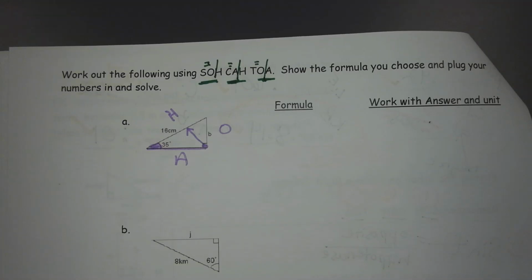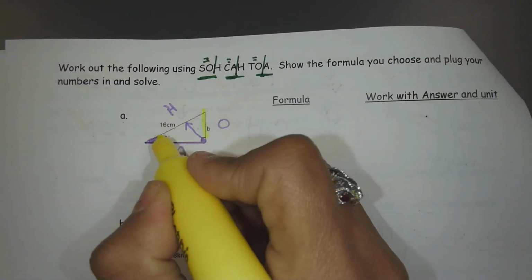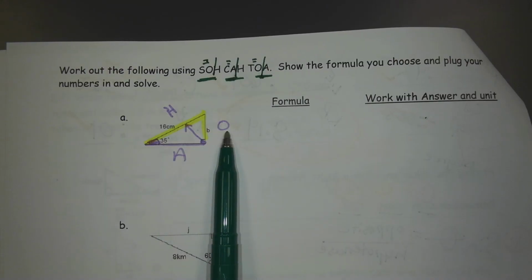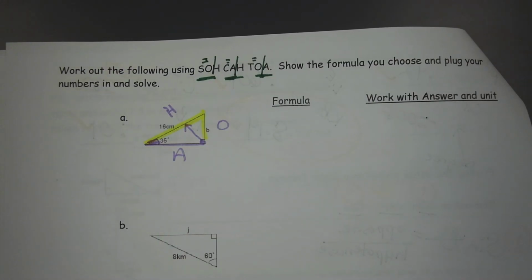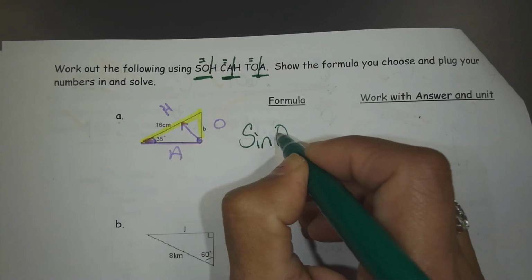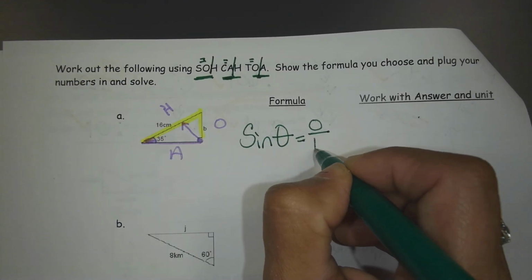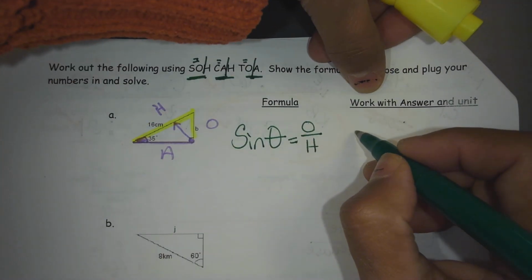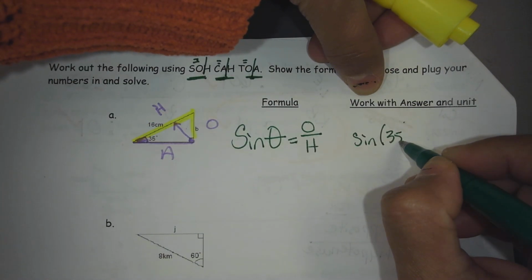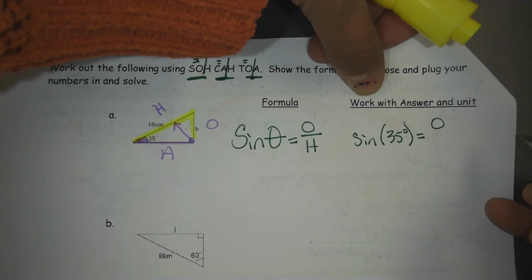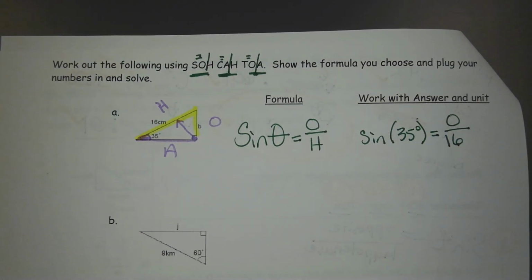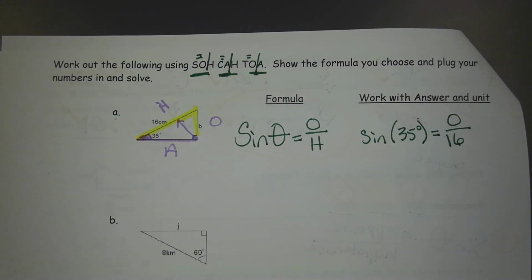Now, I'm looking for this leg right here, and I have this leg. That means my equation needs to have H and O. Who has H and O? The sine. So the sine of theta equals the opposite divided by the hypotenuse. Or, let's fill in our blanks. The sine of 35 degrees equals, I do not know the opposite, divided by 16 centimeters. And my answer is going to be in centimeters.